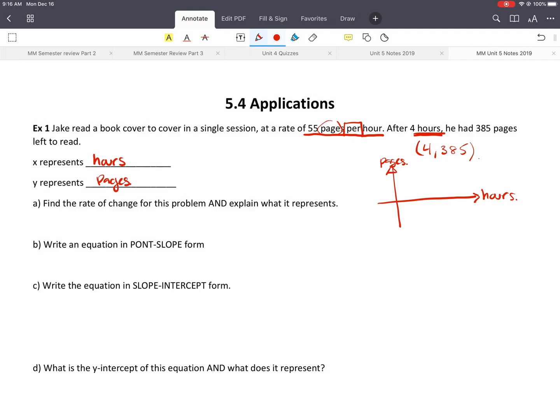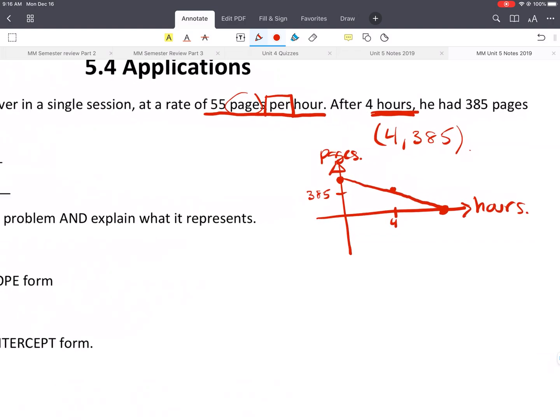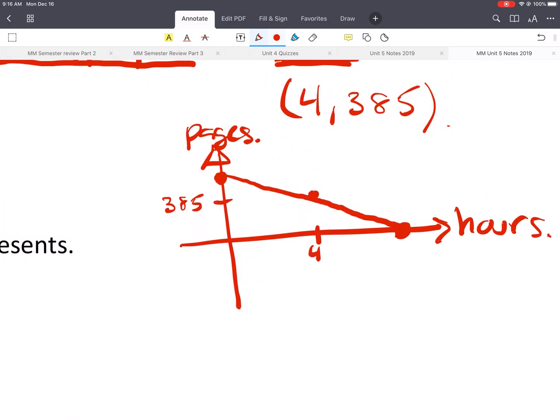We're not sure how many pages are in that book, but we want to get to the point where we have no pages left. So they tell us after 4 hours, there is 385 pages left. Okay, so we're going to have some sort of a linear equation that is modeled by that. Okay, so if you need to see that a little better over there.